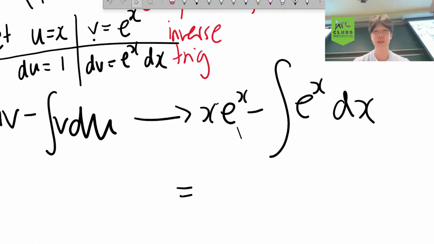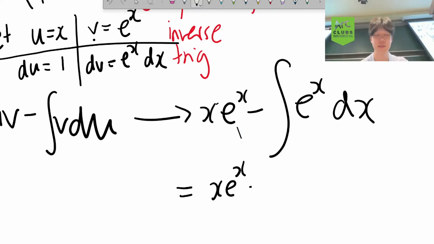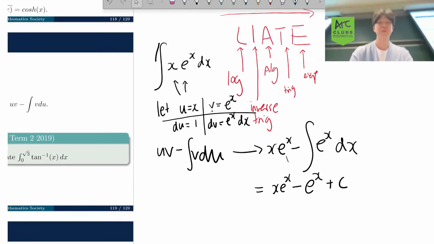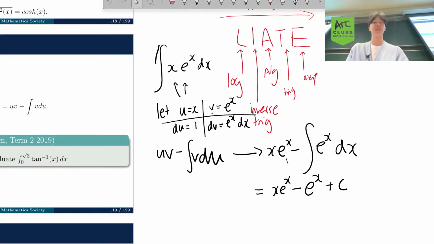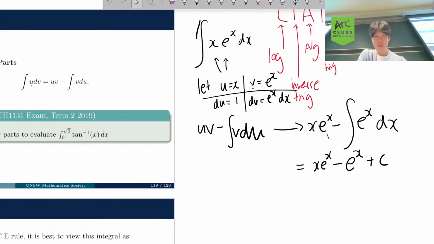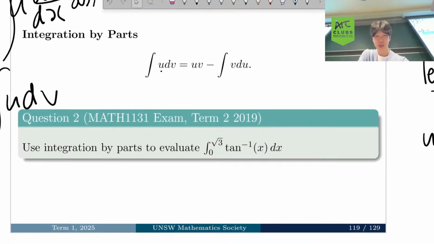And I know that the integral of e to the x is just e to the x, so it's just x e to the x minus e to the x. Let's see. This is just generally how we're going to do by parts. So now let's look at this question here.